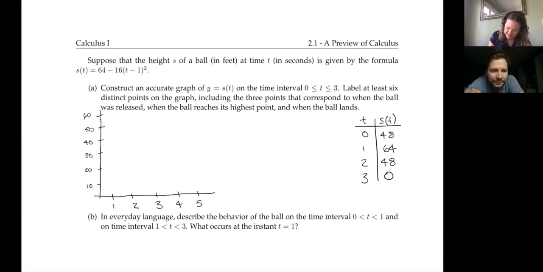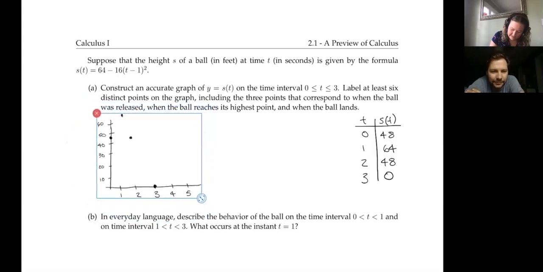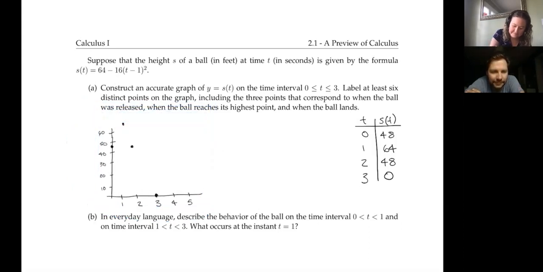So at 0, it's at 48. At 1, it's at 64, so it'll be up a little bit higher. At 2, it'll be at 48. And then at 3, it'll be all the way down here at 0. Okay, and we know that this looks like a parabola because it has this square in it, right? Now let's see if I can shrink this. Oh, look at that. I'm getting to know the tools.